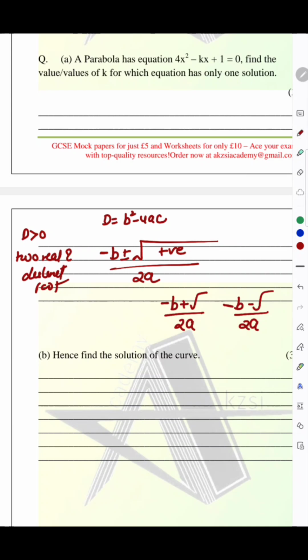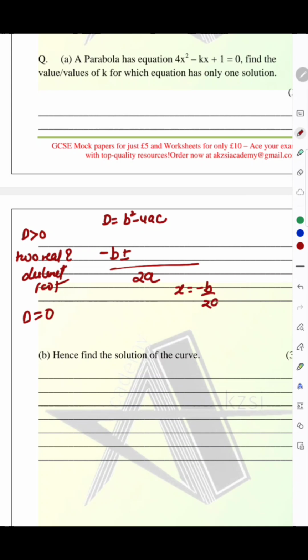Now similarly, if this whole will become 0, that means your discriminant is 0. It doesn't matter if I'm adding 0 or subtracting 0. In both cases, I'll get the same value for x. So x1 is minus b by 2a, and x2 will also be minus b by 2a. So in this case, when d is equal to 0, you will get two equal and real roots.